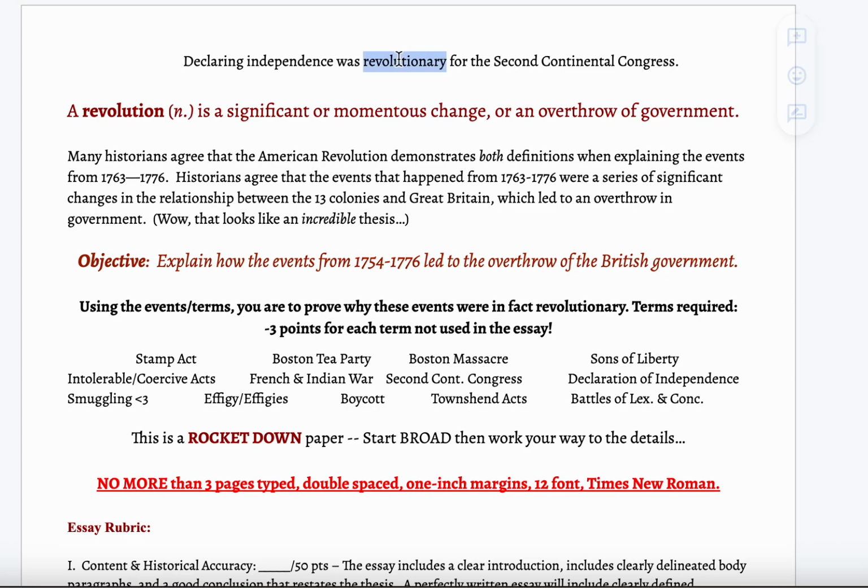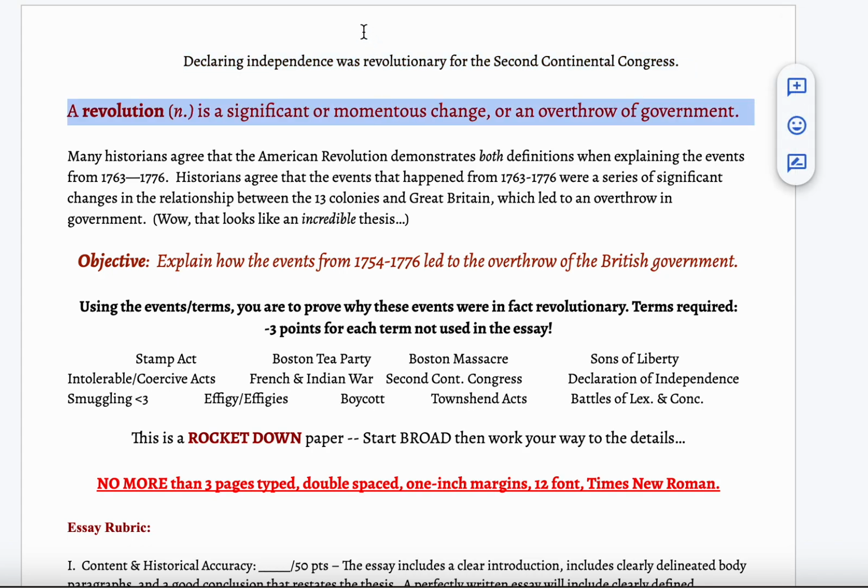Now, declaring independence was revolutionary for the Second Continental Congress. That's who we're going to be dressing up as, and that's who we're going to be that day we have that Second Continental Congress meeting. At the Second Continental Congress, they declared independence from Great Britain. And so, what we're going to be looking at is the events that led to the Declaration of Independence.